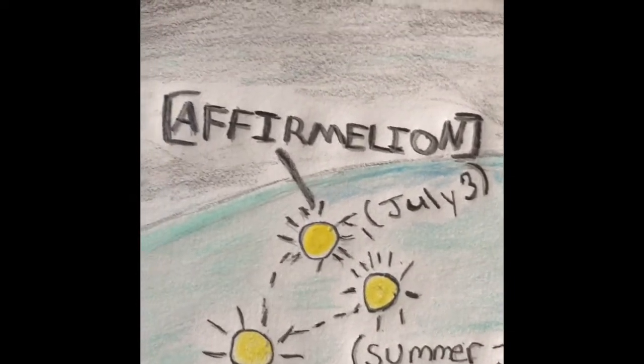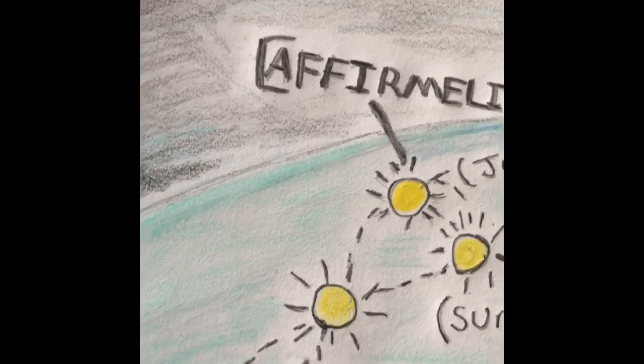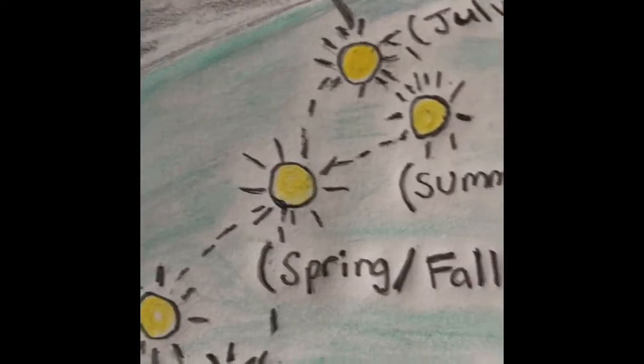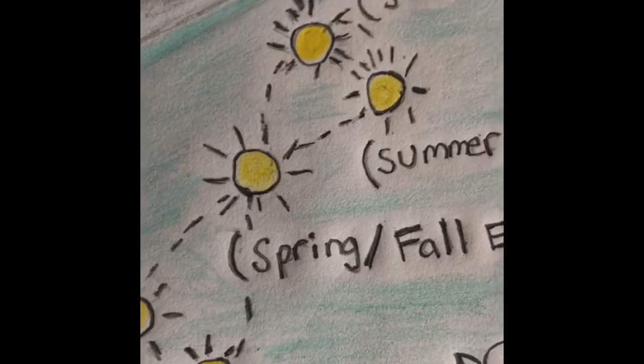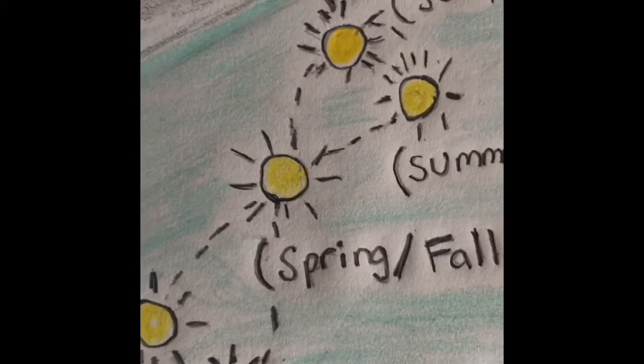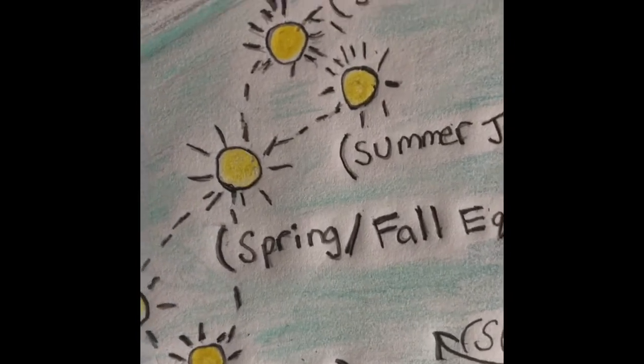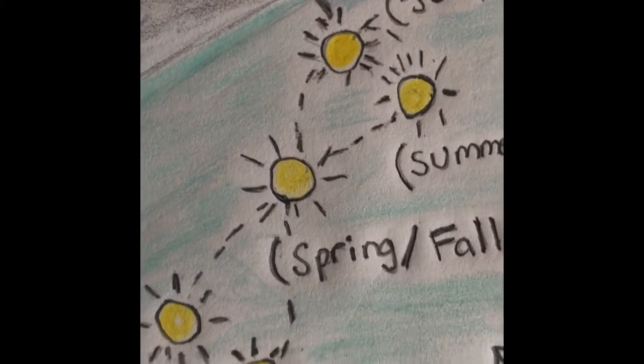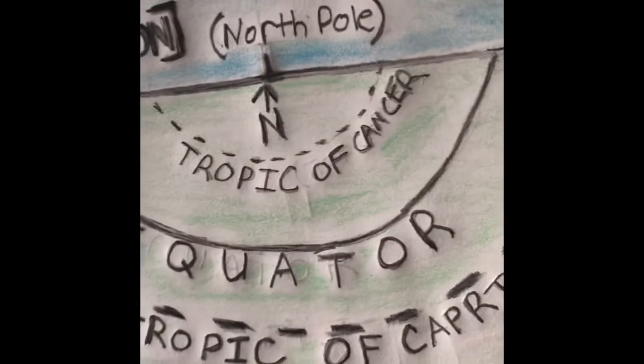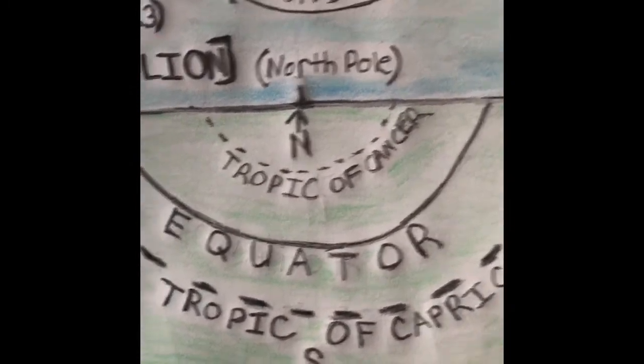And then eventually it will migrate towards the south, and it will reach fall, or for the ones that live south of the equator, it's spring for them. And we call that the spring and fall equinox. And this is when the sun is directly above the equator, the equatorial line, right in the middle.